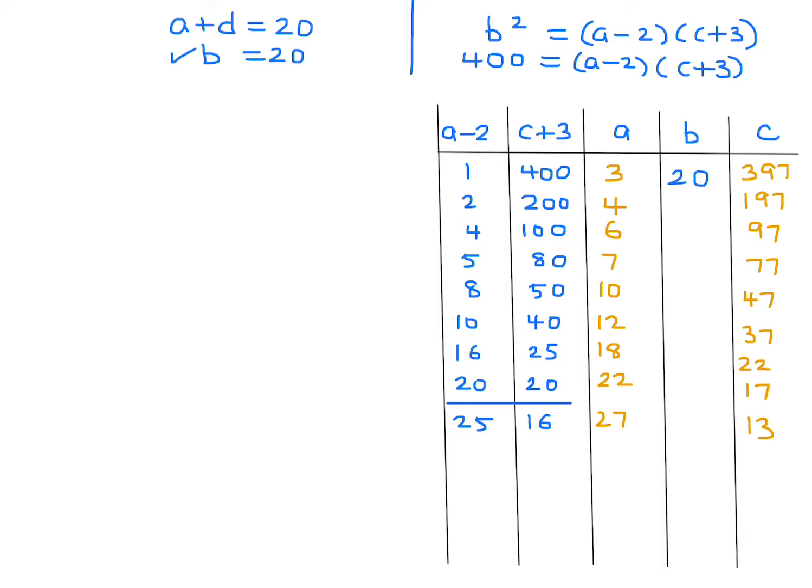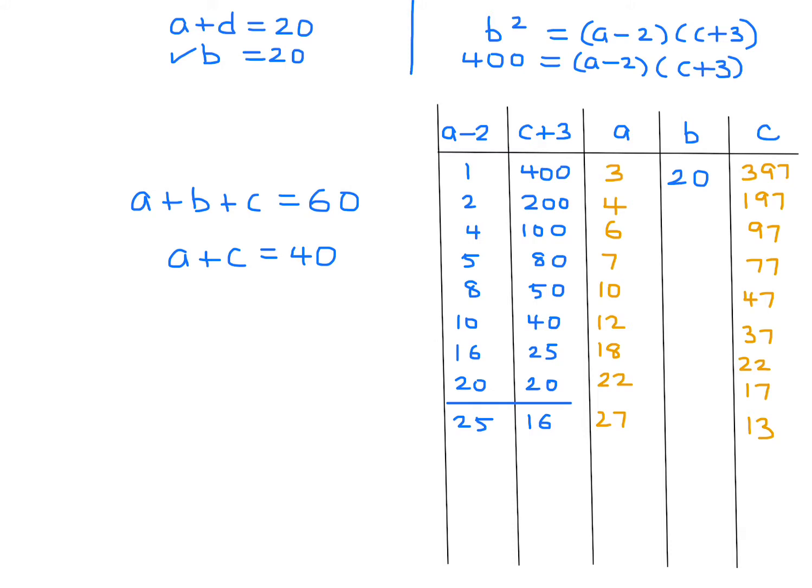Now, you say, okay, well, that's all the solutions, right? Well, no. The answer is no, they're not all the solutions. Why? Because remember, A plus B plus C has to equal 60. And since B is 20, that basically means that A plus C has to equal 40. So the only solutions are the ones that are going to satisfy that.